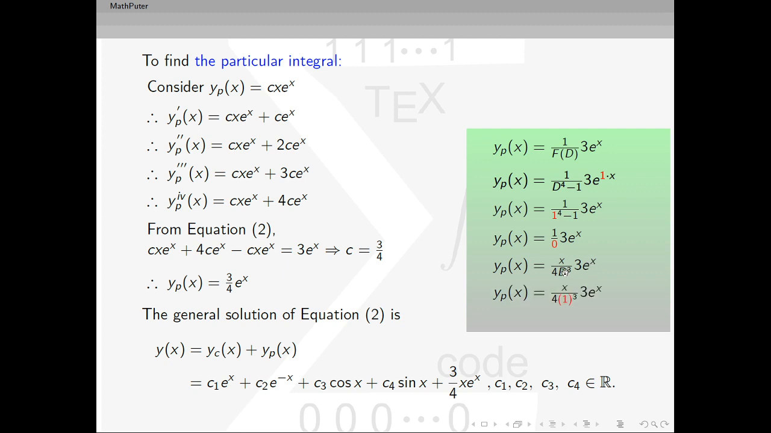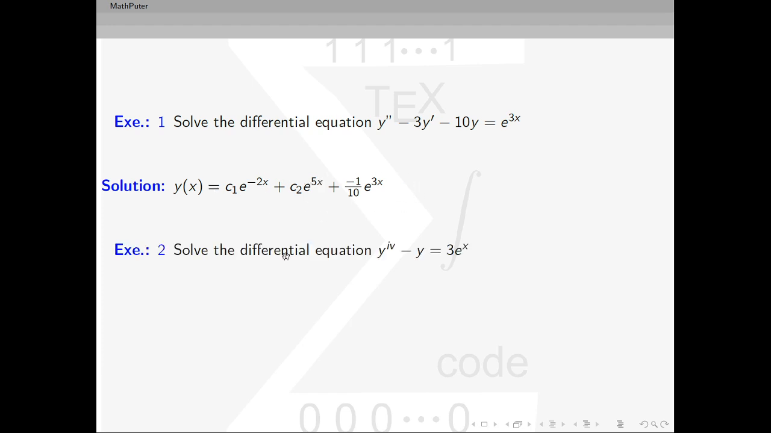So we take d is equal to 1, which becomes x upon 4 into 1 cube, 3 e raised to x. This is 3 upon 4 into x e raised to x. So the same yp we have, 3 upon 4 x e raised to x. So the general solution of this differential equation is c1 e raised to x, c2 e raised to minus x, and the rest.